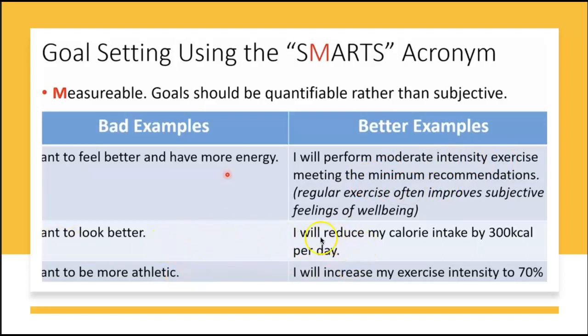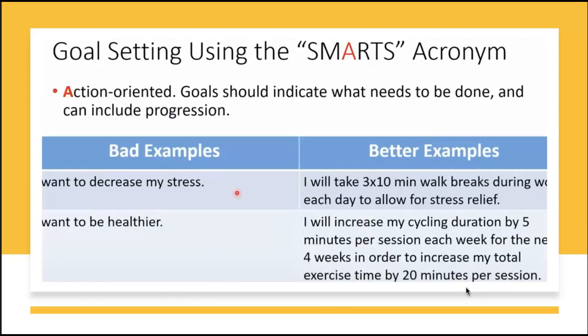I want to look better. No, that's a terrible one because there's nothing measurable there. I want to reduce my calories. I want to be more athletic. No, I want to increase my exercise intensity. I want to be action oriented. I will decrease my stress. I want to take stress relief by walking 3 times for 10-minute walking breaks during work. I want to be healthier. No, I want to increase my cycling by 5 minutes per session each week so that I am going 20 minutes per session.